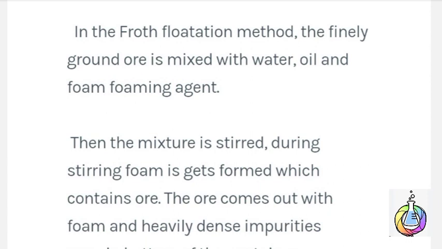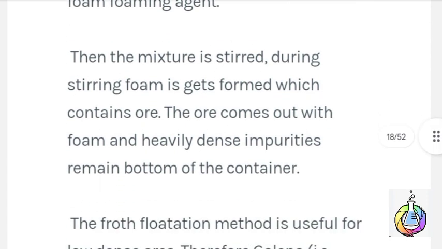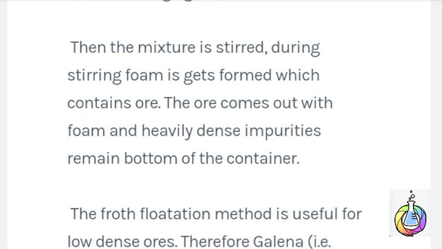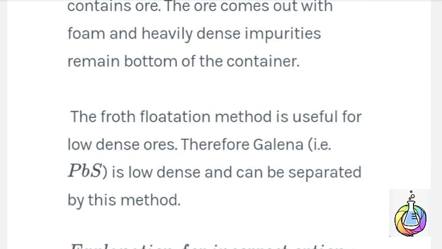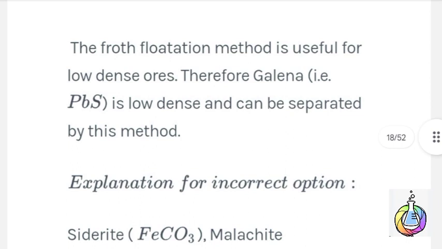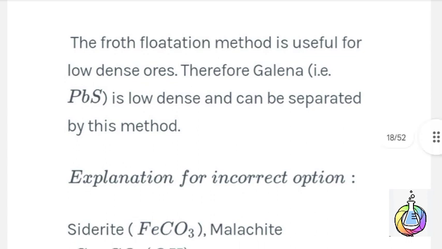The finely ground ore is mixed with water, oil and foaming agents. Then the mixture is stirred. During stirring, foam forms which contains the ore. The ore comes out with the foam and heavy, dense impurities remain at the bottom of the container. The froth flotation method is useful for low density ore. Therefore, galena, PbS, is low density and can be separated by this method.